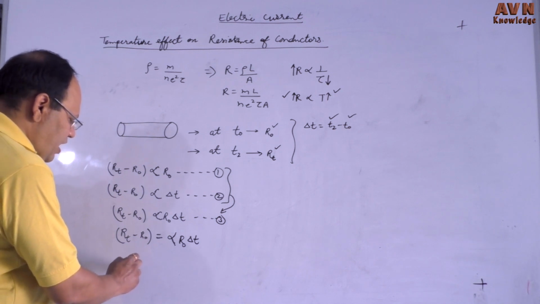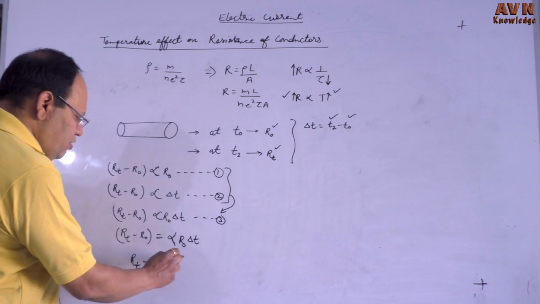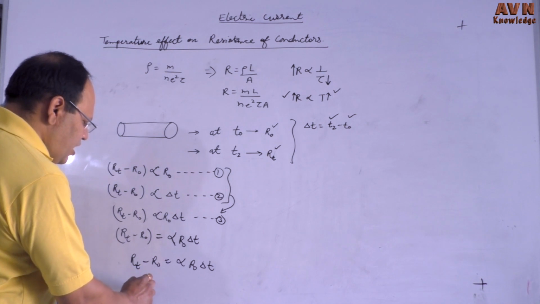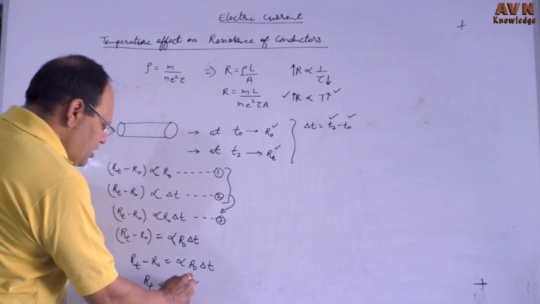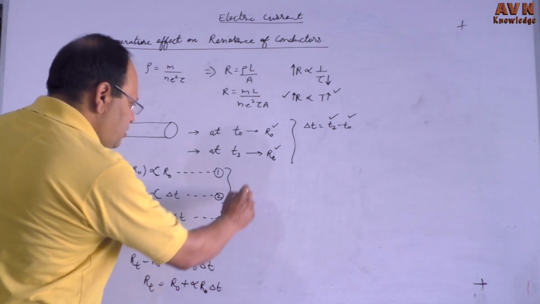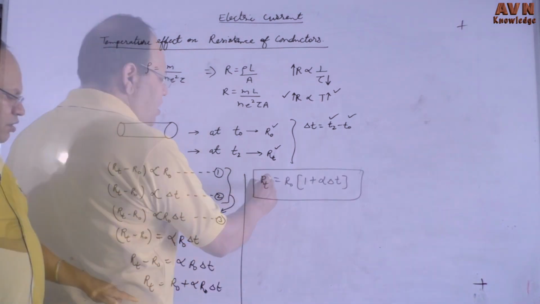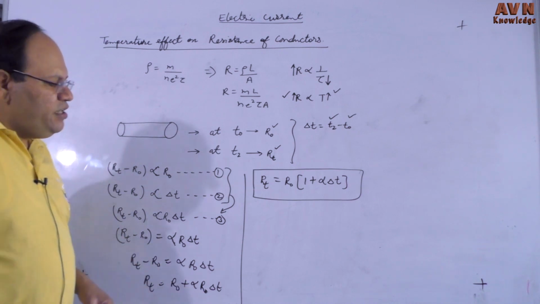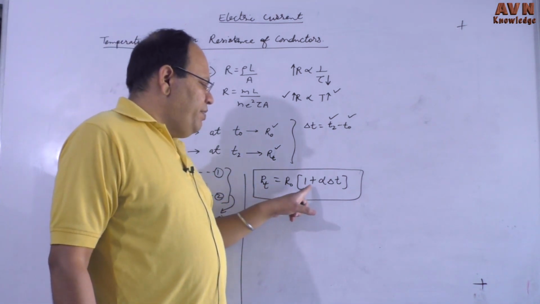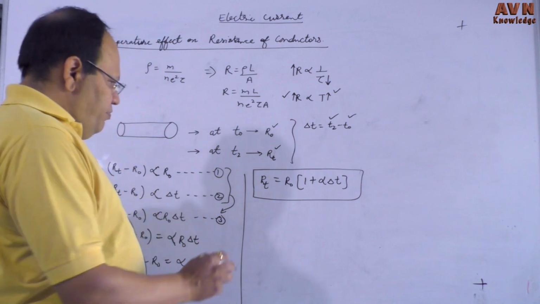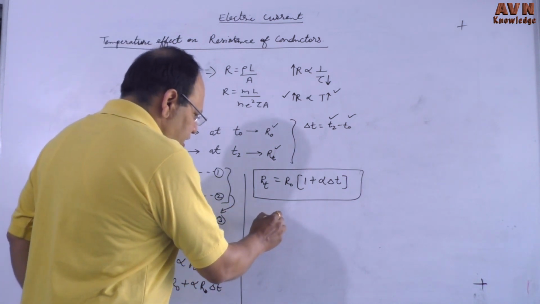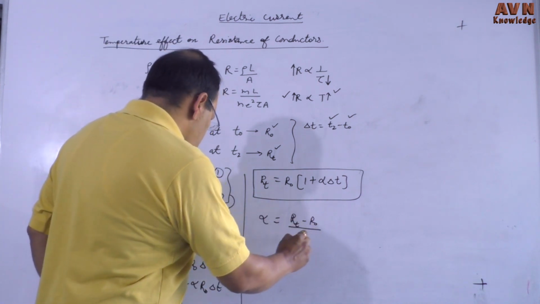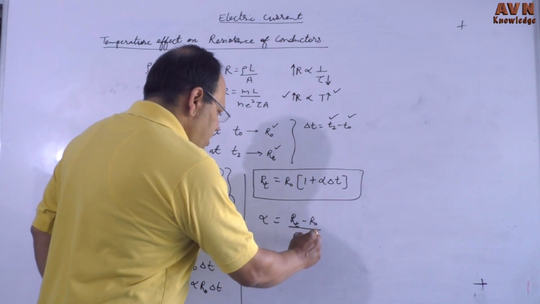So here R_T minus R naught equals alpha R naught delta T, and you can write R_T equals R naught plus alpha R naught delta T. So when you solve for R_T, taking R naught common, R_T equals R naught times (1 plus alpha delta T), and we can derive alpha. What is alpha? Alpha equals R_T minus R naught upon R naught delta T.